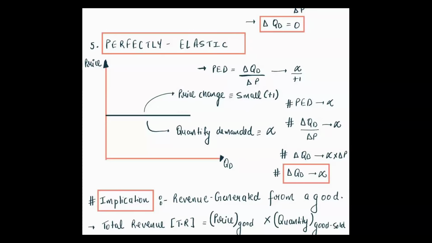So you should remember: PED greater than 1, relatively elastic; PED less than 1, relatively inelastic; PED equal to 1, unit elastic; PED equal to 0, perfectly inelastic; PED equal to infinite, perfectly elastic. Is it clear? So price elasticity of demand related to all types and methods, it is clear.